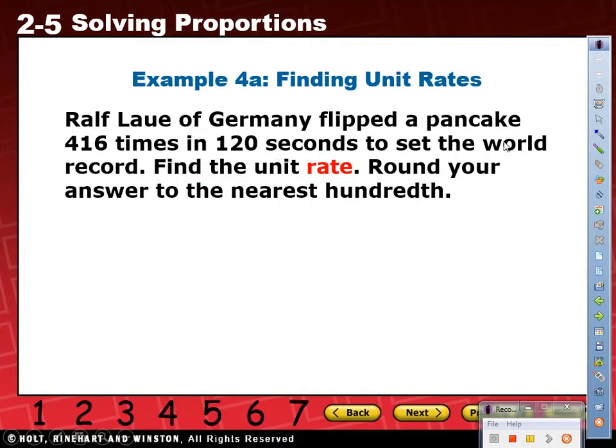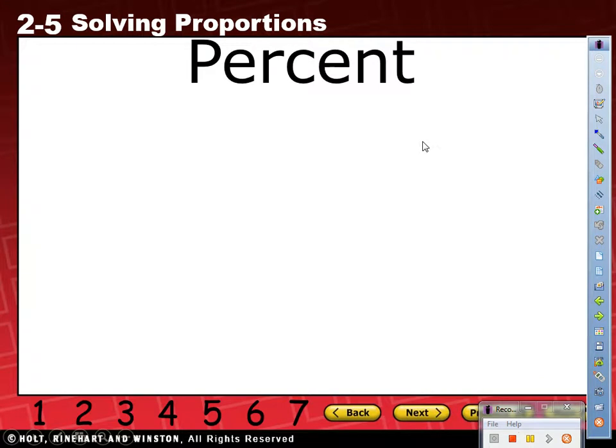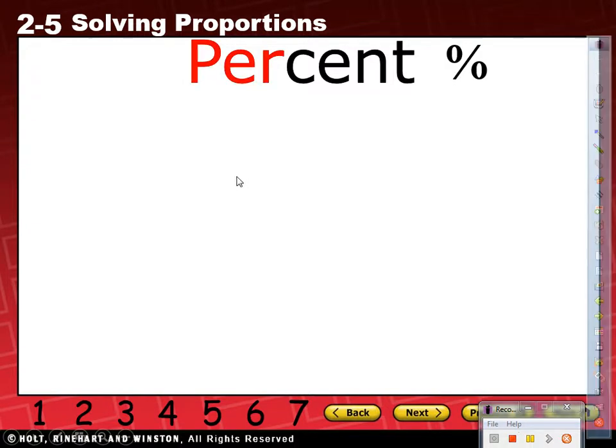Now check this out. I wanted to get to this one, to the percent. The word percent is broken down like this. Everybody look up. The word per means, in Spanish, it's por, which means by or times. The symbol that we use for that is the multiplication sign.